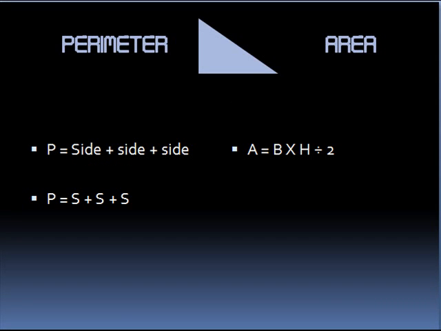To calculate the area and perimeter of a triangle, we need to remember the following equations. To calculate perimeter, we need to remember side plus side plus side. And for area, we need to remember that the formula is base times height divided by 2.